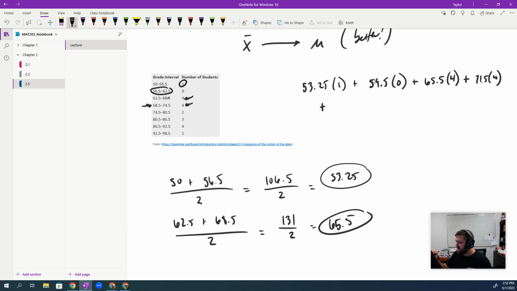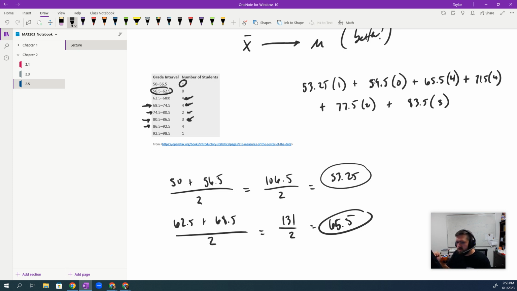And we keep going. What's the midpoint of this interval? The midpoint is 77.5. How many students were in that interval? 2 of them. Plus the next interval, the midpoint is 83.5. How many students were in that interval? 3 of them. So again, I don't know these 3 students. They didn't necessarily get the same score, but I don't know what their scores are. I only know that they're in a range. So I'm using the midpoint to estimate for each one, right?